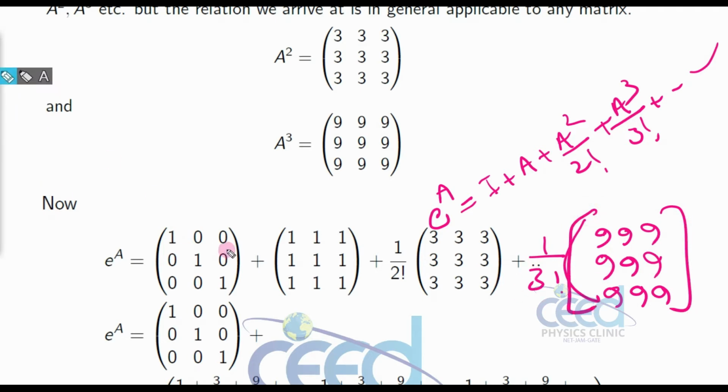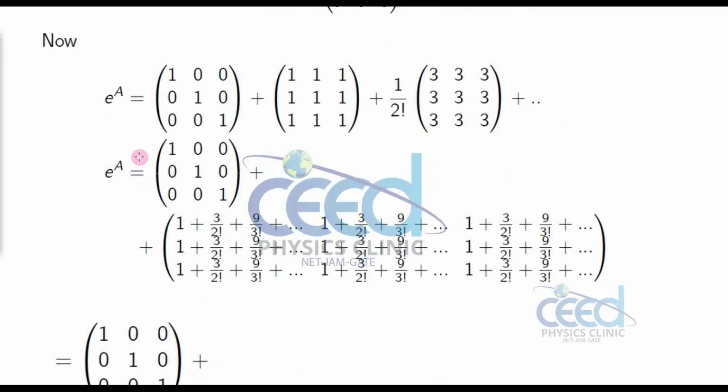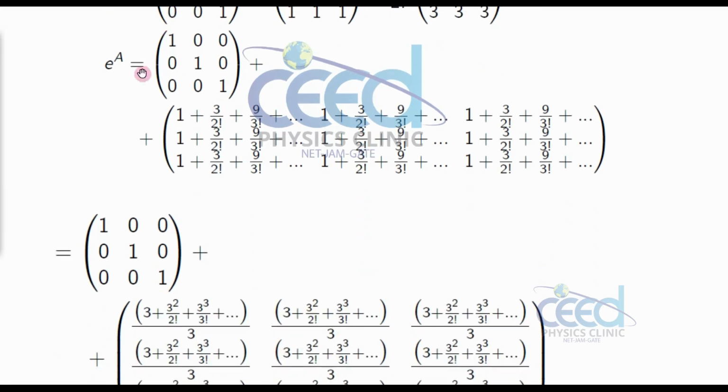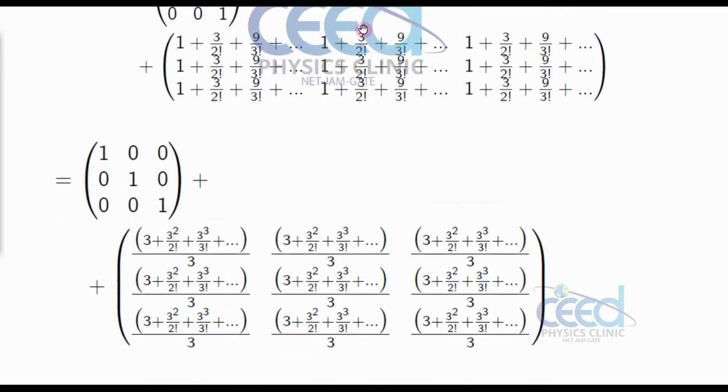If I substitute all these terms, I keep the identity matrix here and simplify the remaining terms. I can write the term as 1 plus 3 by 2 factorial plus the next term 9 by 3 factorial plus etc. Similarly, each term I can write like that, all terms are equal. So again 1 plus 3 by 2 factorial plus 9 by 3 factorial and so on. I kept this I here, and this part I am going to simplify.